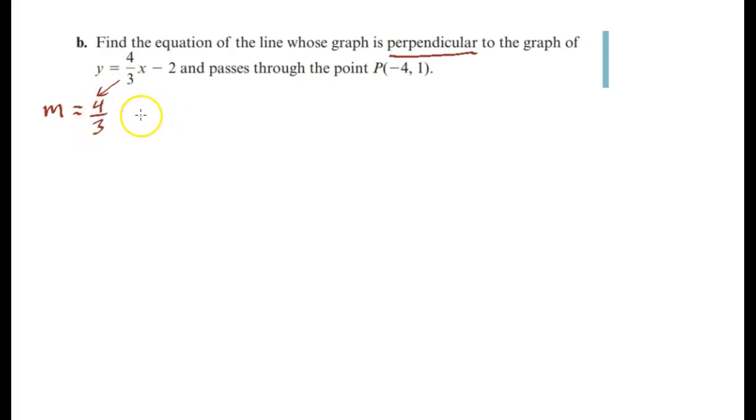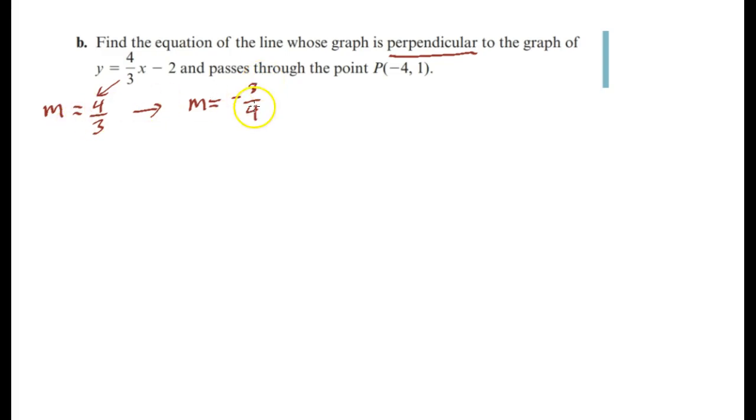meaning this is positive, so it will be a negative. If it was negative, it would then be a positive. And then the reciprocal means we flip the numerator and denominator around. So instead of 4/3, it's going to be 3/4. The 3 goes to the top and the 4 goes to the bottom. So our new slope would be m equals negative 3/4.